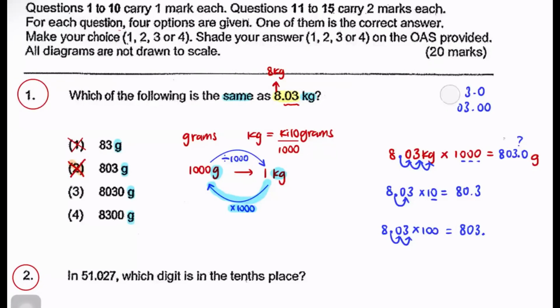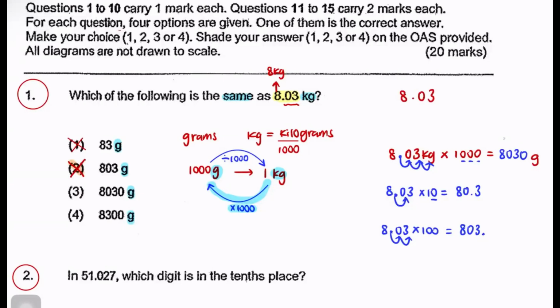There's no difference, okay? Faith, can you tell me what should the answer be? 8.03 times 1000. What should it be? Wait, give other people a chance. Faith, tell me. 8030. Yes, 8030. Okay, let me write it clearer.